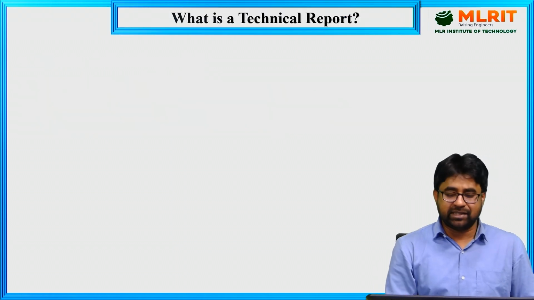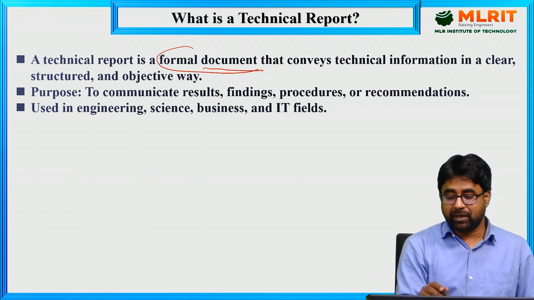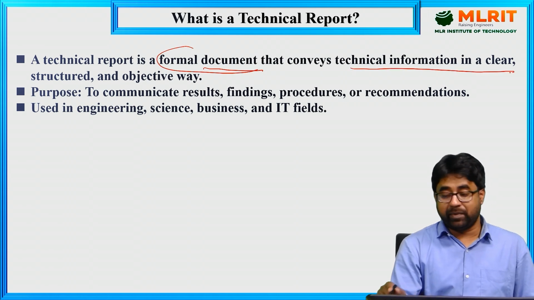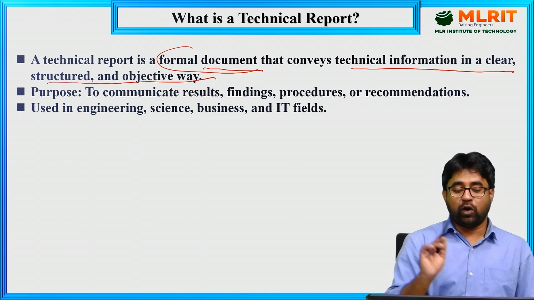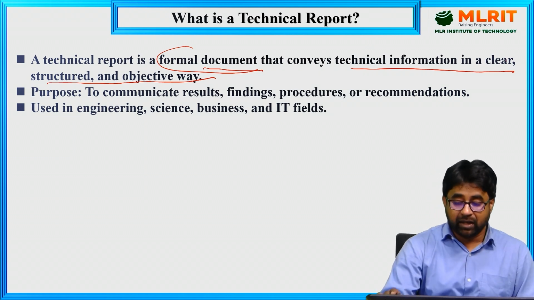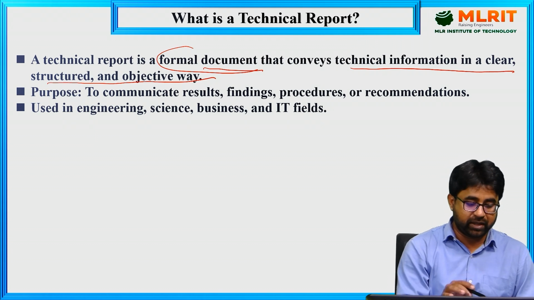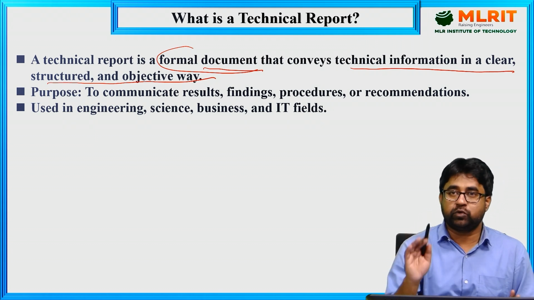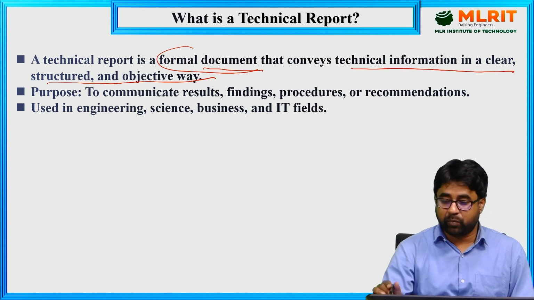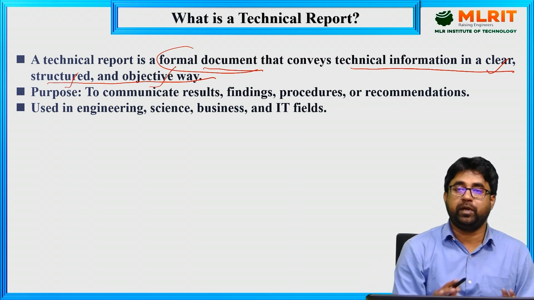So let's see, what is a technical report then? It's a formal document, obviously, that conveys technical information in a clear, structured and objective way. So that is one very important thing. So you know by default what the basic qualities of a technical report should be. They should be clear, they should be structured, and they should be objective, fine?